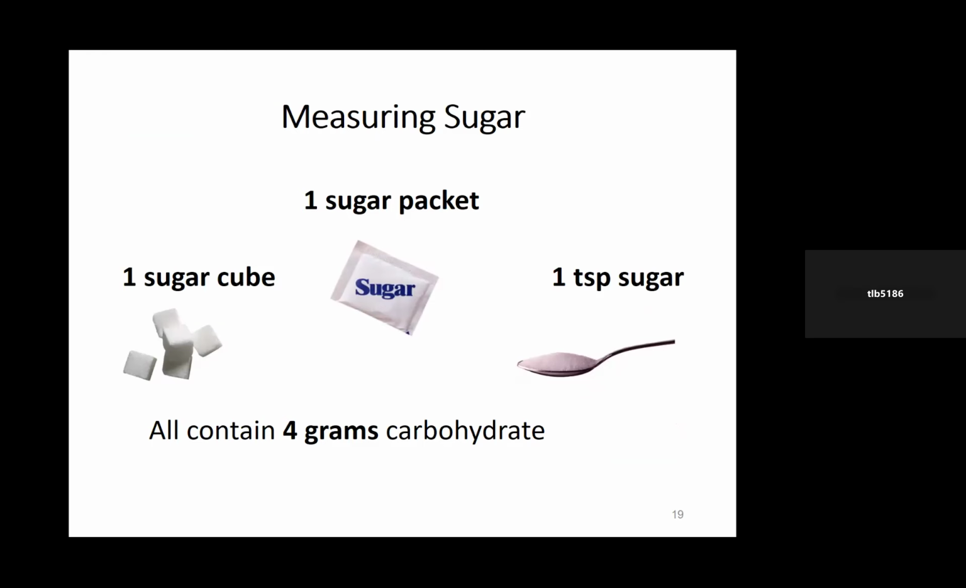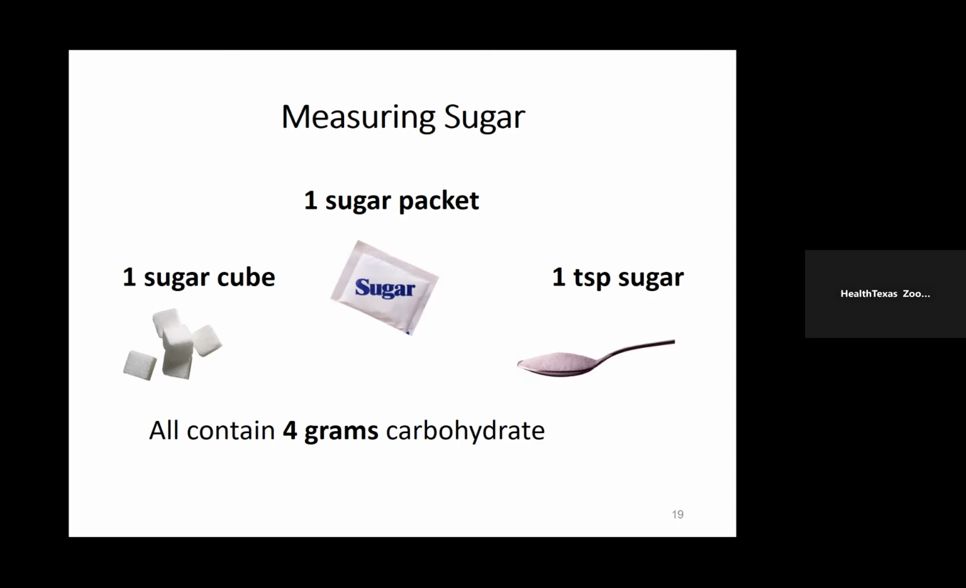Now, here is where we do a little bit of a brain teaser. It'll help you to understand the amount of sugar that you're actually taking in. 1 pack, 1 sugar cube, and 1 teaspoon of sugar are all the equivalency of 4 grams of carbs, which means for every 4 grams of carbs that you digest, you've just ingested a teaspoon of sugar.